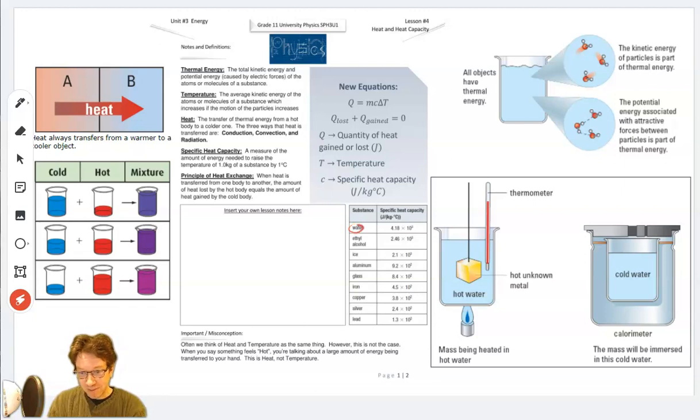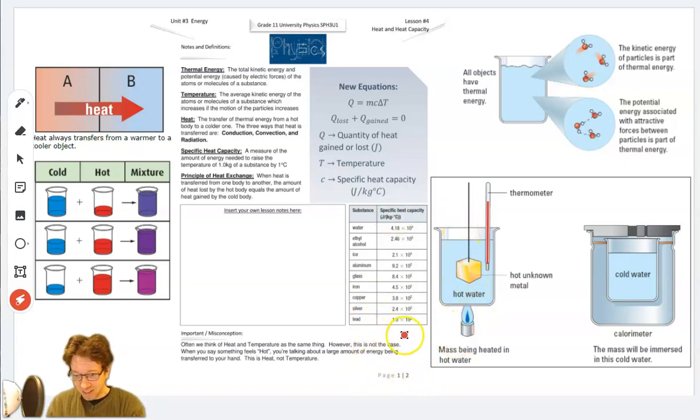Water, for example, it's a common one, has a specific heat capacity of 4,180 joules per kilogram degrees Celsius. So yeah, those are the units. So what do those units mean again? It takes 4,180 joules to heat up 1 kilogram of water by 1 degree Celsius. That's a lot of energy. Water needs a lot of energy to heat up by 1 degree.